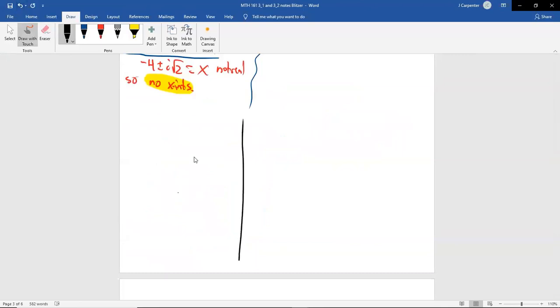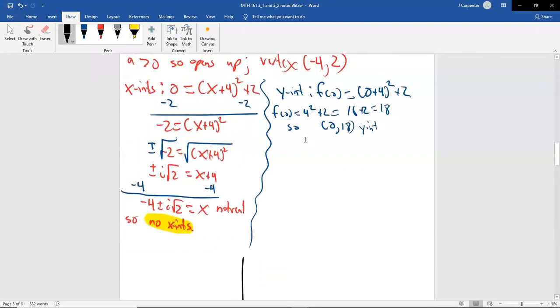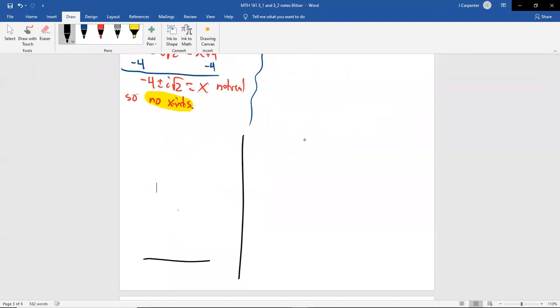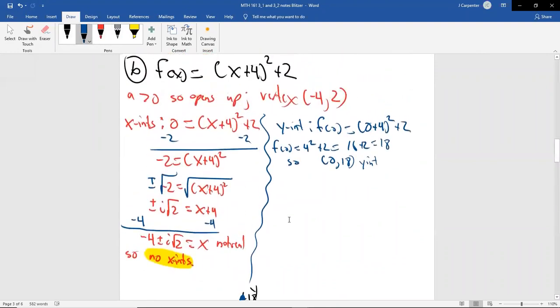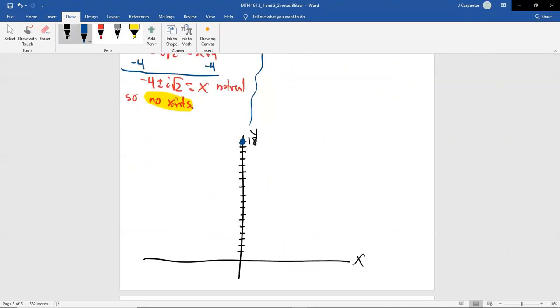So let's start making the graph. Let's see what we've got so far. 0, 18, and -4, 2. All right, so this is a pretty top-heavy graph. So 0, 18 was our y-intercept. 1, 2, 3, 4, 5, 6, 7, 8, 9, 10, 11, 12, 13, 14, 15, 16, 17, 18. So 0, 18, here's our first point. Then we had a vertex, which was the -4, 2. So that was left 4, up 2.